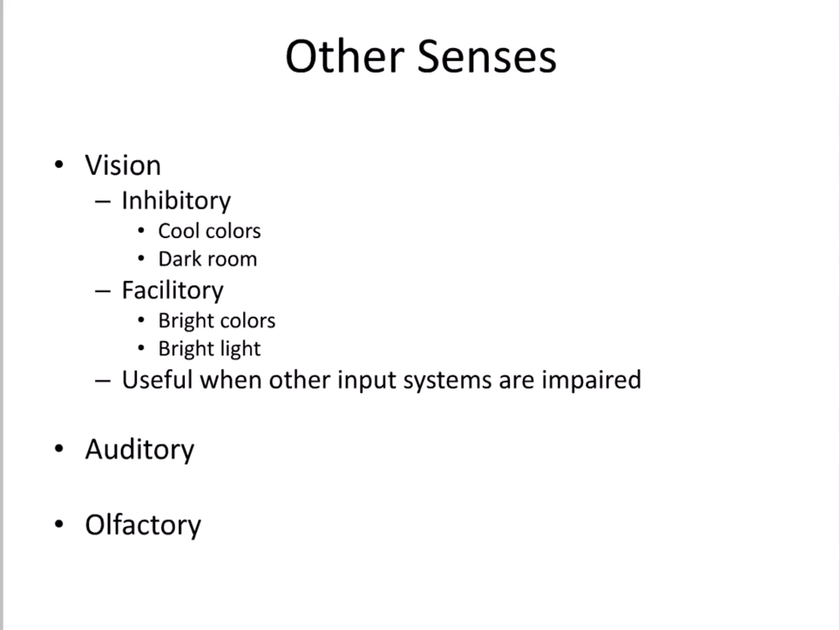To activate the CNS through vision, you want to use bright colors and bright light. And vision is useful when other input systems are impaired. So if a patient has problems with feeling or sensory detection, then vision is a good thing to use.